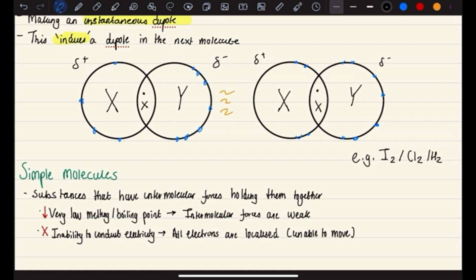What you'll need to know about them is they have a very, very low melting and boiling point, just because these forces are really weak. Really weak, not much energy is needed to overcome them. Fine. They also cannot conduct any electricity because all of these electrons are locked in bonding. So they're either locked in bonding or they're just in the atom, but there are no free electrons. All of them are localized. No free electrons means we can't carry any charge.